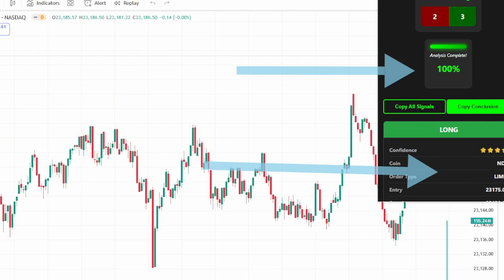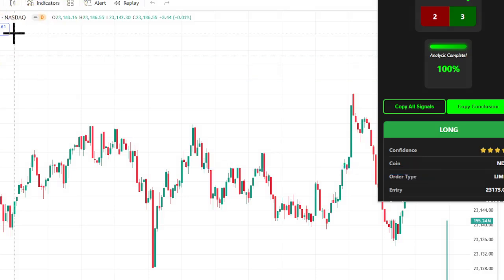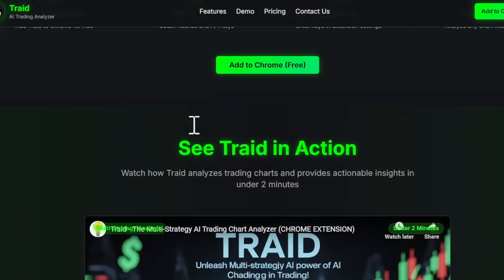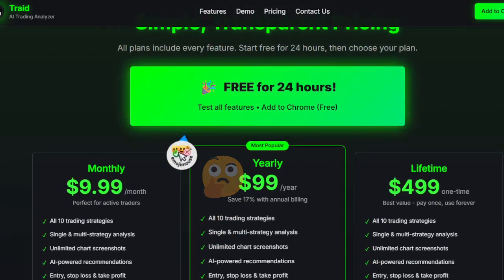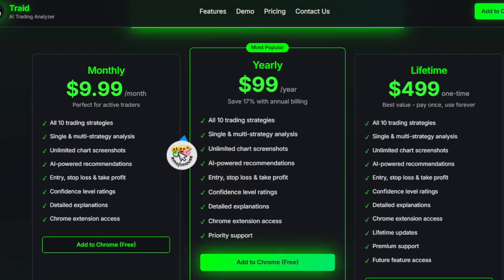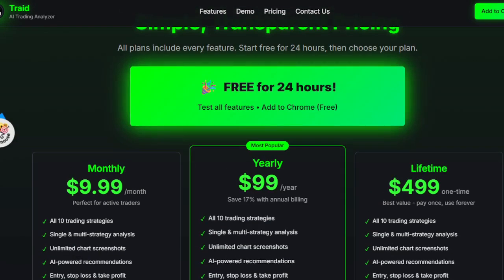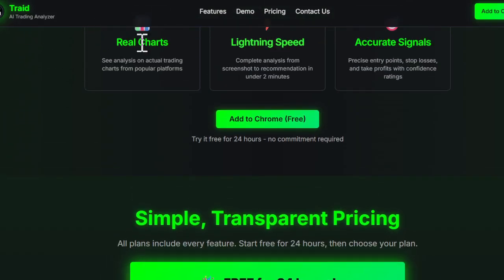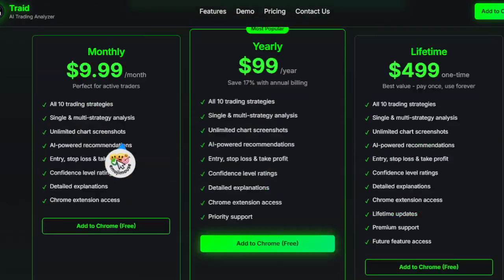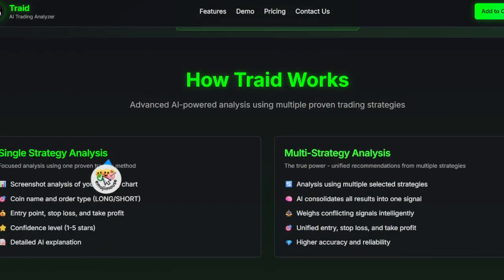And importantly, do all these plans get you the same features? Or are some things locked behind higher tiers? Good question. According to the documentation, no. All plans include every feature. Oh, that's good. Yeah, so regardless of whether you pay monthly, yearly, or get the lifetime deal, you get access to everything. All 10 strategies, both analysis modes, unlimited screenshots, the AI recommendations, the entry, stop, profit details, confidence ratings, explanations, the Chrome extension, everything. Okay, that's really good to know. No feature gating.